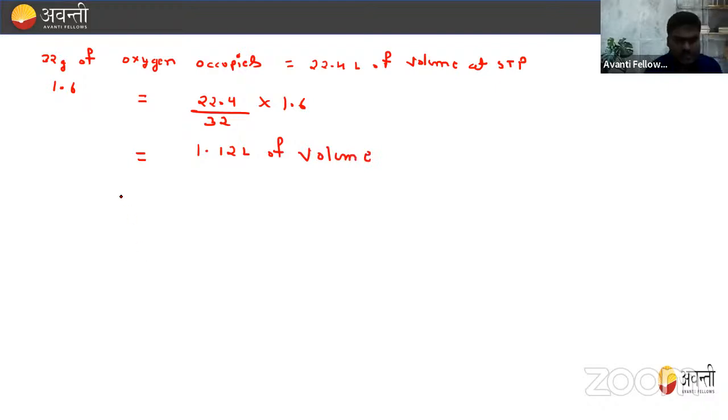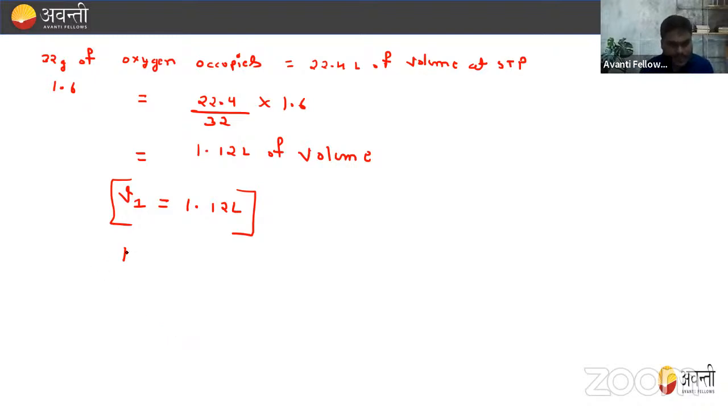So this volume comes out as V1. So how much did V1 come out to be? That is 1.12 liter. So this is the value of V1. Okay, everyone got it? So this is the value of V1, that is 1.12 liter.